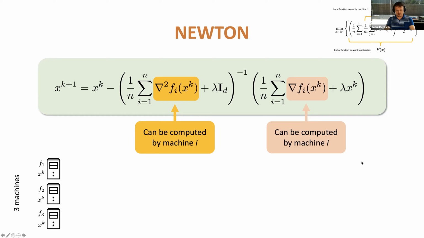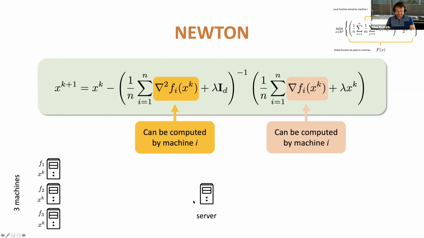So let's come up with a simple example of 3 machines. On the first machine, I have the current model x_k. On the second one, current model x_k. Third one, current model x_k. And I have functions F_1, F_2, and F_3 on these machines respectively.